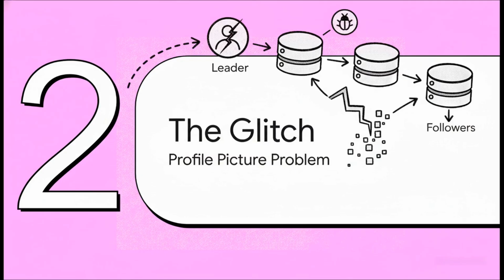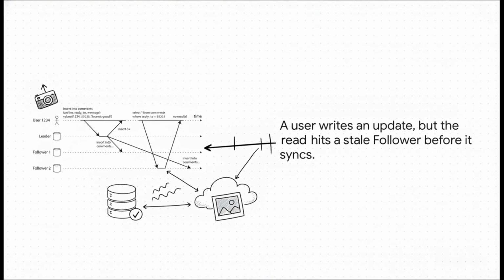Okay, so let's get our magnifying glass out and find the exact flaw here. Because the very thing that makes this whole system so efficient is, ironically, the same thing that causes that profile picture glitch. This right here, this is the scene of the crime. Let's walk through it. The user sends their new photo to the leader, it saves it and sends back a little OK message to the user's browser. Instantly, the browser says, "Great, now show me the new photo," and sends a read request.